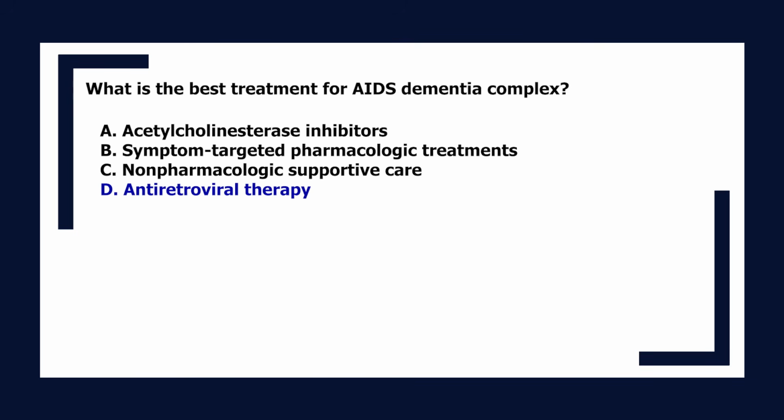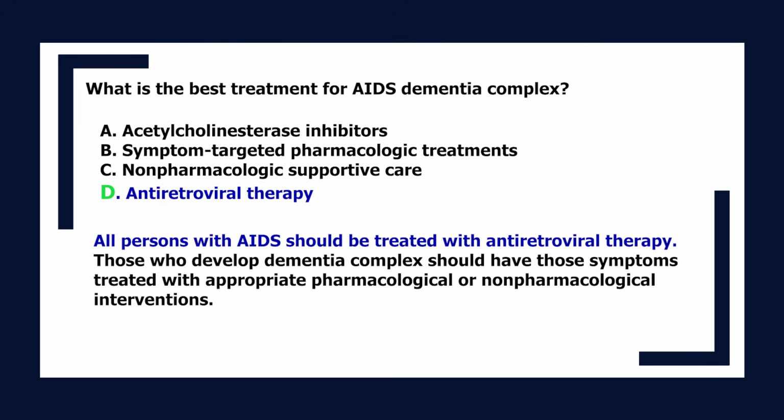The correct answer is D. Antiretroviral therapy. All persons with AIDS should be treated with antiretroviral therapy. Those who develop dementia complex should have those symptoms treated with appropriate pharmacological or non-pharmacological interventions.